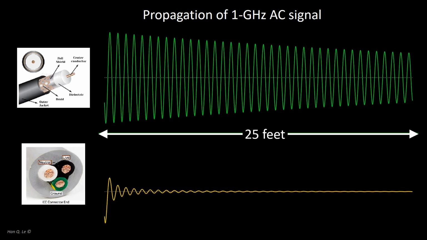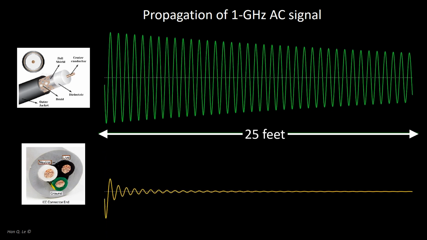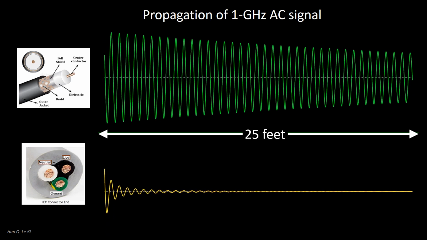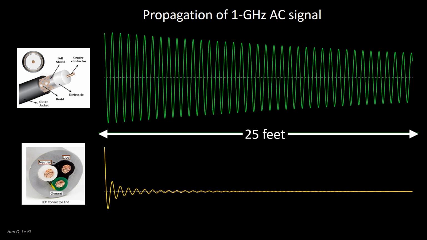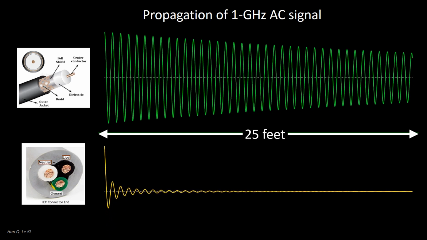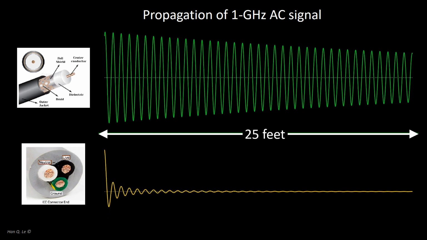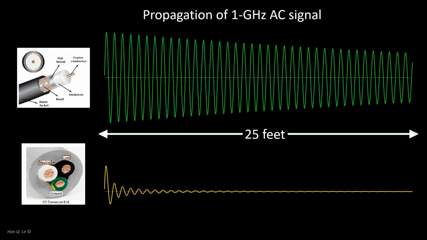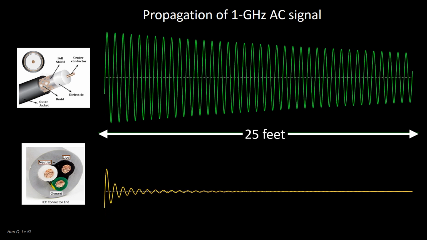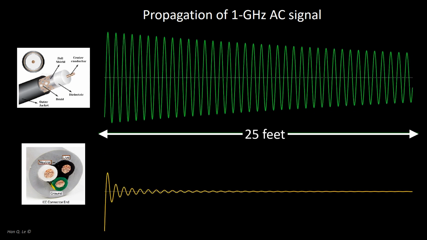Illustrated here are the amplitudes of a 1 GHz internet signal carrier wave over 25 feet of coaxial cable, top, and common electrical cord, bottom. If Bob used electrical cord instead of coaxial cable, he would have no internet and no digital TV because the signal from the ISP would disappear within several feet at the house entry node.